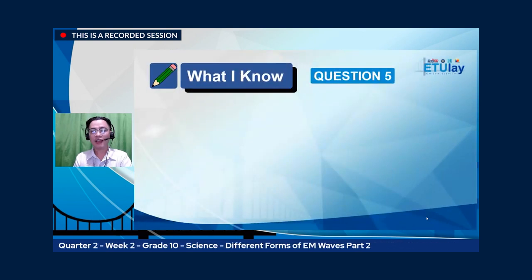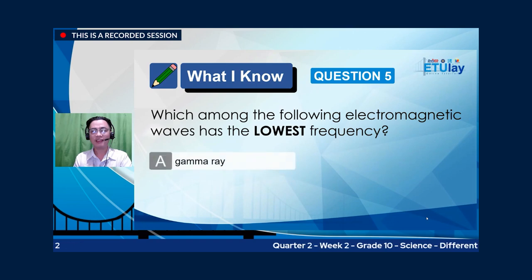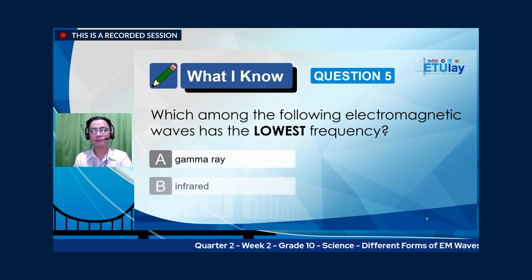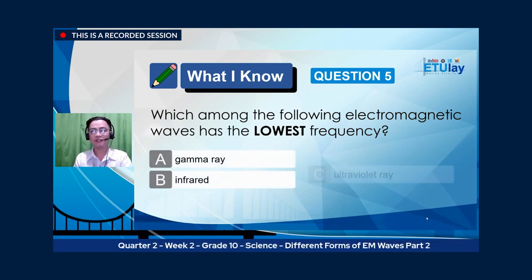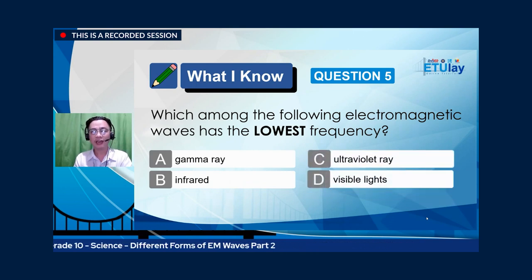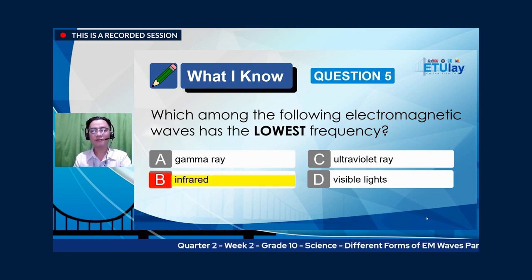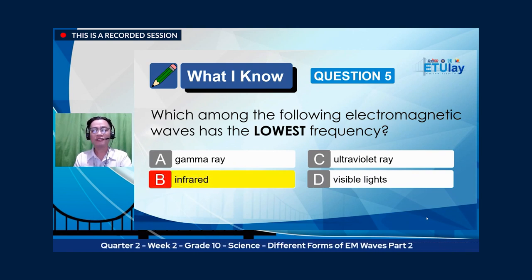Let's proceed to the last question, question number 5. Which among the following electromagnetic waves has the lowest frequency? A. Gamma ray. B. Infrared. C. Ultraviolet ray. Or D. Visible light. Let me count. 5, 4, 3, 2, and 1. Kung ang sagot mo ay letter B, infrared, ikaw ay amazing.